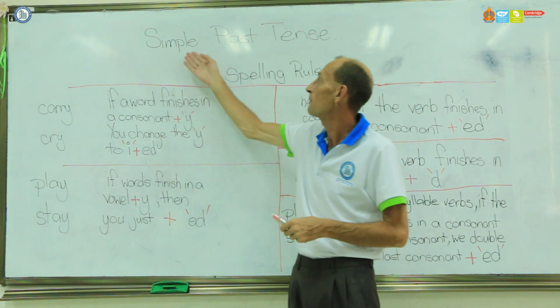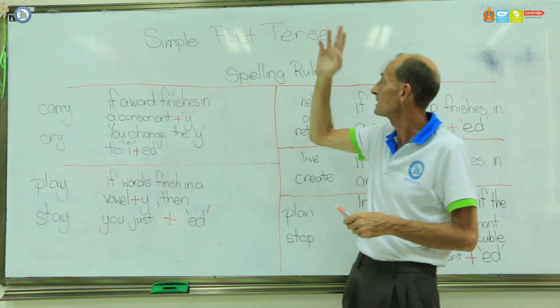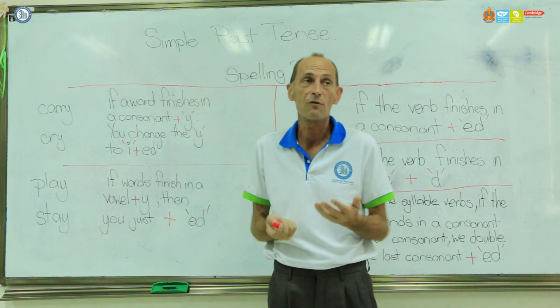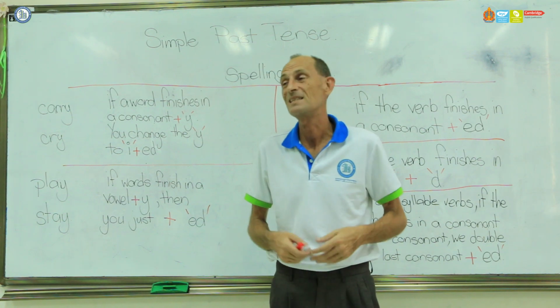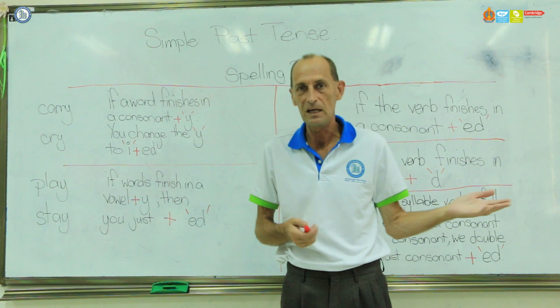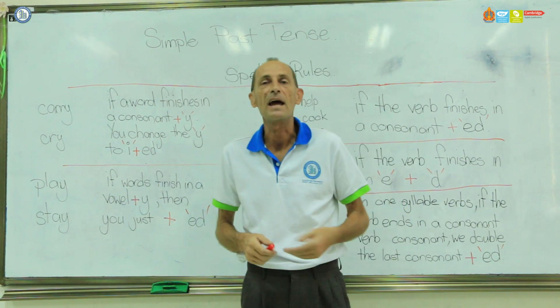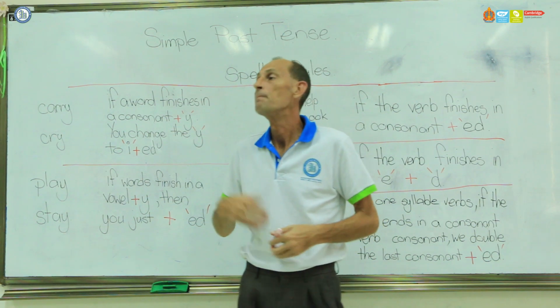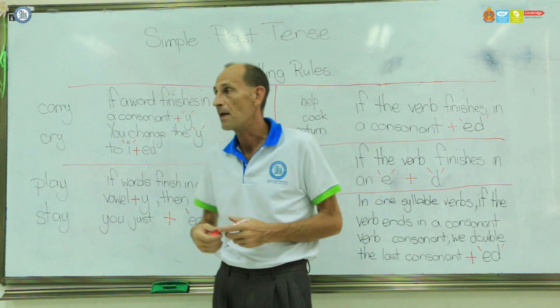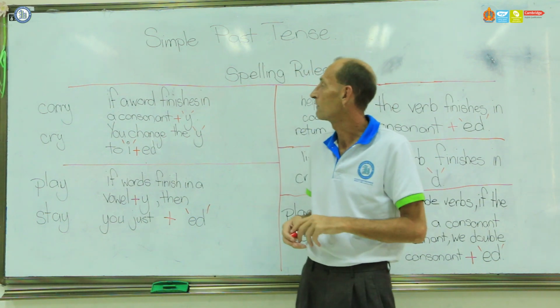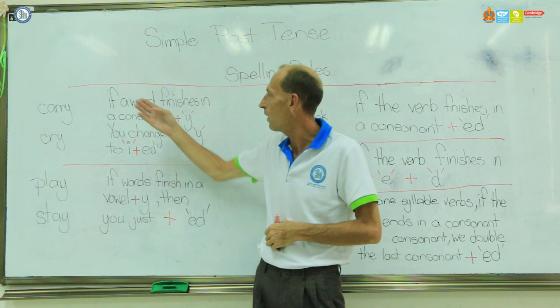Today we're going to go back over simple past tense and the spelling rules of our simple past tense. Now we remember, simple past tense is an action that we did in the past, as in yesterday or this morning or last week, last month, last year. Alright, so let's have a look at our spelling rules. We'll start off with our letter Y.